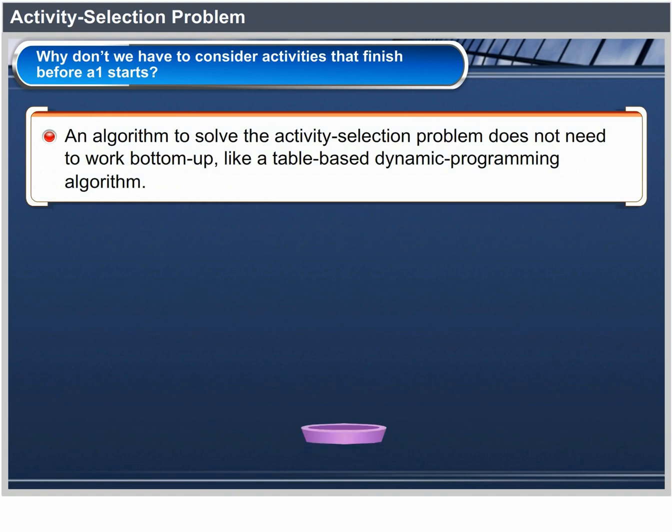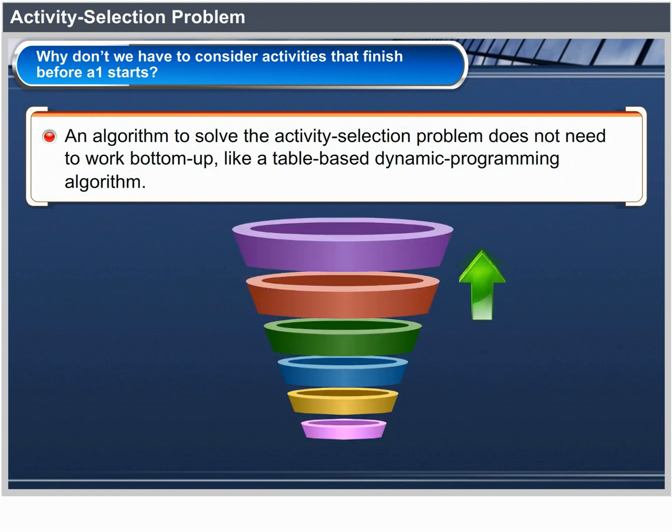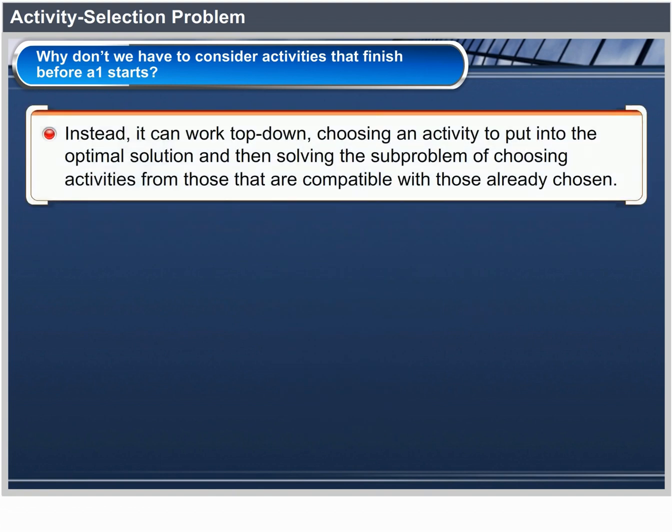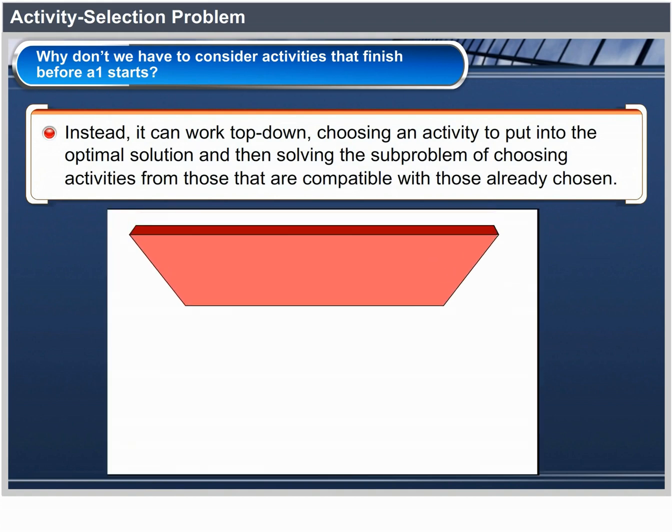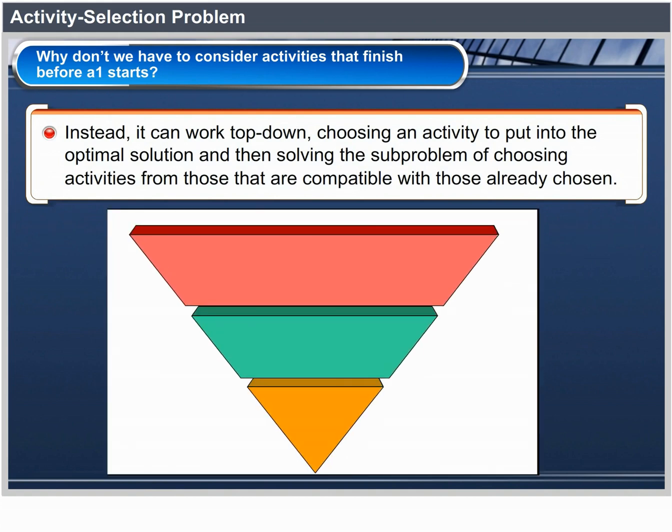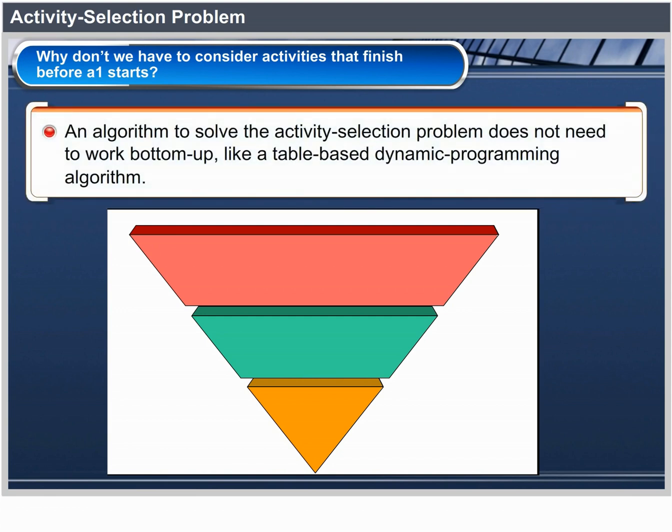An algorithm to solve the activity selection problem does not need to work bottom-up like a table-based dynamic programming algorithm. Instead, it can work top-down, choosing an activity to put into the optimal solution and then solving the subproblem of choosing activities from those that are compatible with those already chosen. Greedy algorithms typically have this top-down design: make a choice and then solve a subproblem, rather than the bottom-up technique of solving subproblems before making a choice.